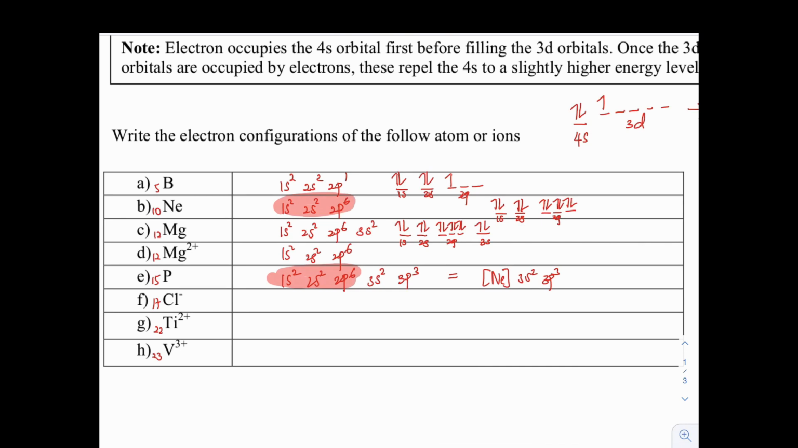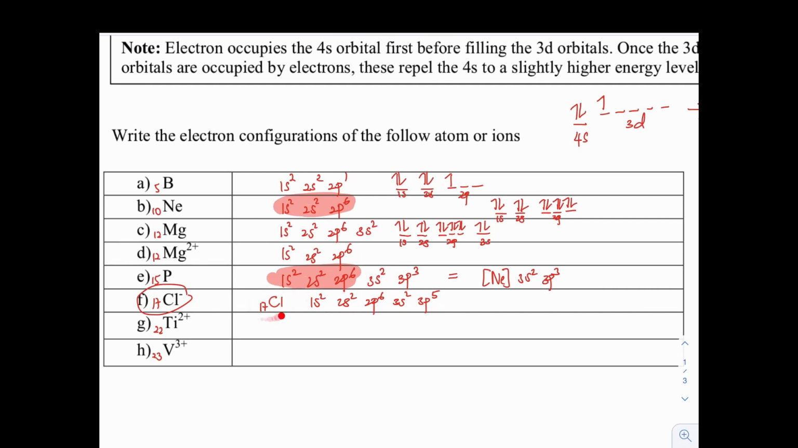Right. The next thing. For chlorine that has gained 1 electron to become chloride, we're going to write the electronic configuration of chlorine first. The Cl has 17 electrons. It will be 1s2, 2s2, 2p6, 3s2, 3p5. So altogether, you're going to have 17 electrons. But this is the configuration of Cl.